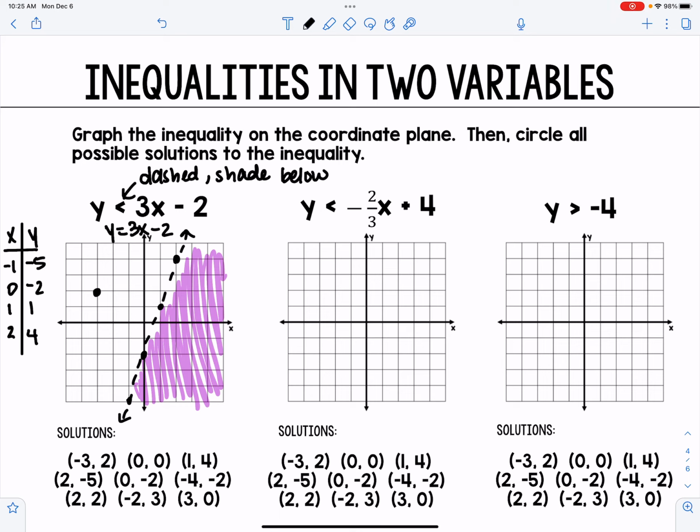Remember, the non-shaded area should give you a false statement when you plug in that solution to your inequality, and the shaded area should give you a true statement. So let's plug in -3, 2. Remember, it's always x comma y. So our y is 2, should be less than 3 times -3 minus 2. Well, 3 times -3.